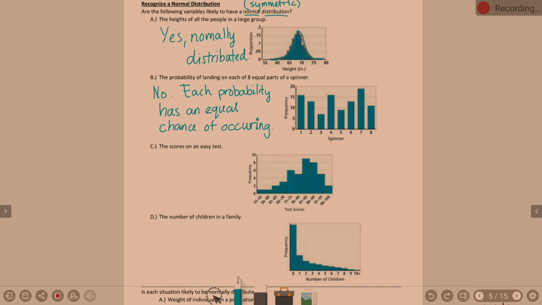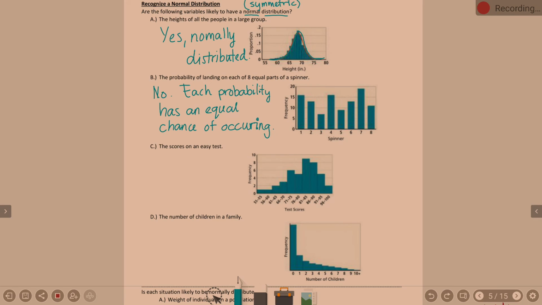When I give you an easy test, what do you know about the scores, the results? If it's an easy test, the scores are probably clustered at the top, right? So if the scores are clustered at the top, is that going to be a normal distribution? No, because a normal distribution has all the scores in the middle. My average is going to be higher.